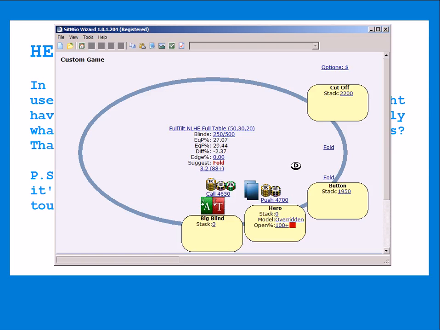He knows he can't call with this hand, and yet he does anyway, right? So is there a reason to do this? Now, he might know that, while it's negative, it's not one of those massively negative calls that's like minus 10%, or an entire buy-in of negative equity. He might know that while it's negative, it's not super negative.